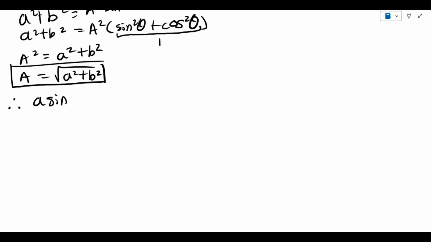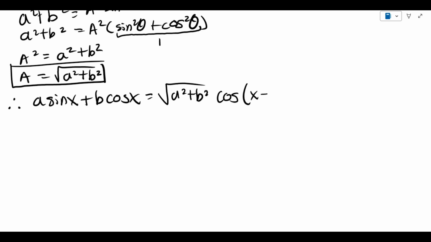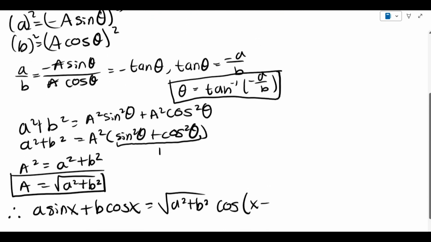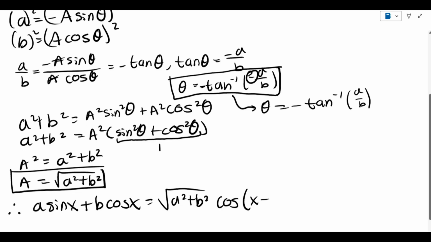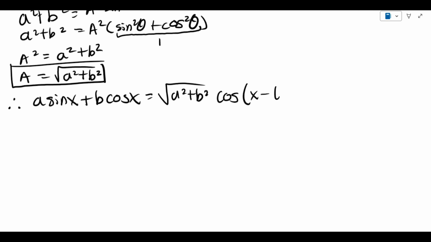So a sine x plus b cosine x equals the square root of a squared plus b squared times cosine of x minus... oh, I also forgot to mention that theta can also be rewritten as negative inverse tangent of a over b, because tangent is an odd function. We can bring the negative to the outside, okay? And keep that in mind. So this is the negative inverse tangent of a over b.